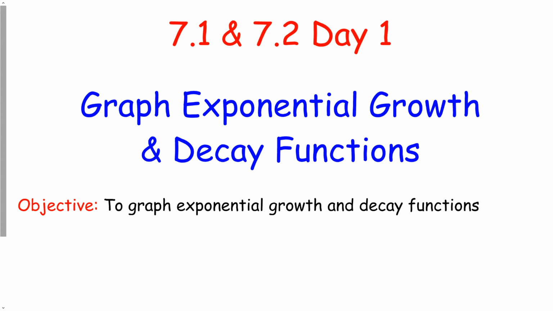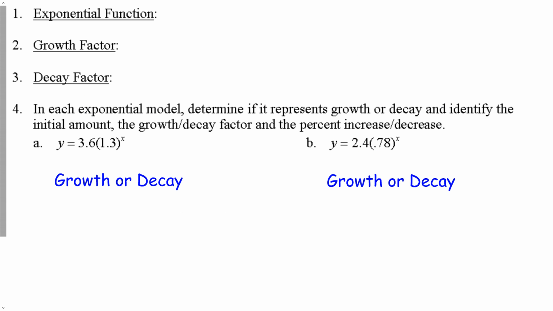We're going to start off Chapter 7 by combining 7.1 and 7.2 into a couple of days. It's going to cover graphing exponential growth and decay functions. So an exponential function, to start us off, is of the form y equals a times b to the x.